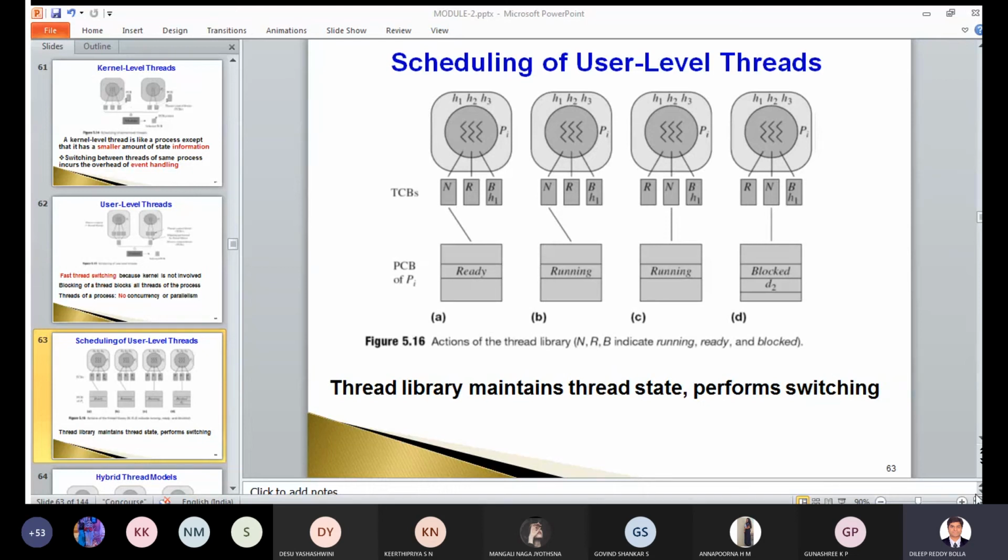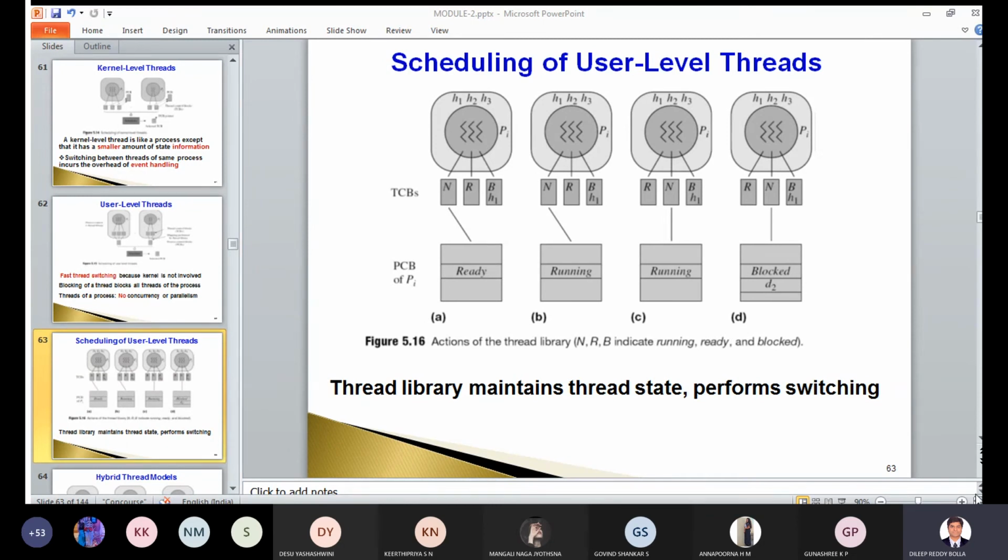Advantages: as the thread is getting involved here, we are able to do it faster. And there is no overhead from the kernel because the kernel is not involved. There is no overhead from the kernel in any sort of communication or synchronization. So overhead is comparatively smaller.